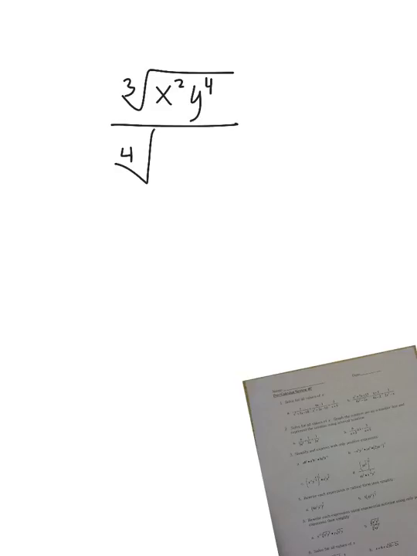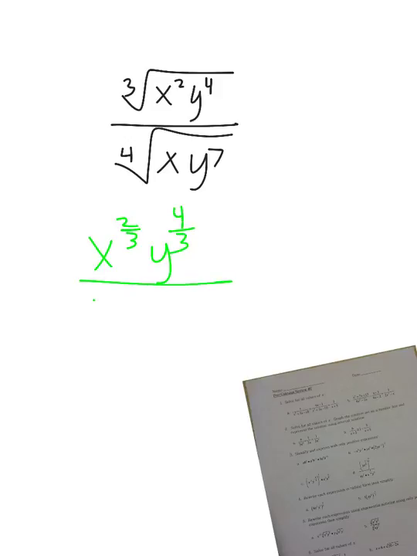All right, so I have the cube root of x squared y to the fourth over the fourth root of x y to the seventh. So I'm going to do power over the root. So I have x to the 2/3, y to the 4/3 over x to the 1/4, y to the 7/4. So remember, when you divide, you subtract the exponents.